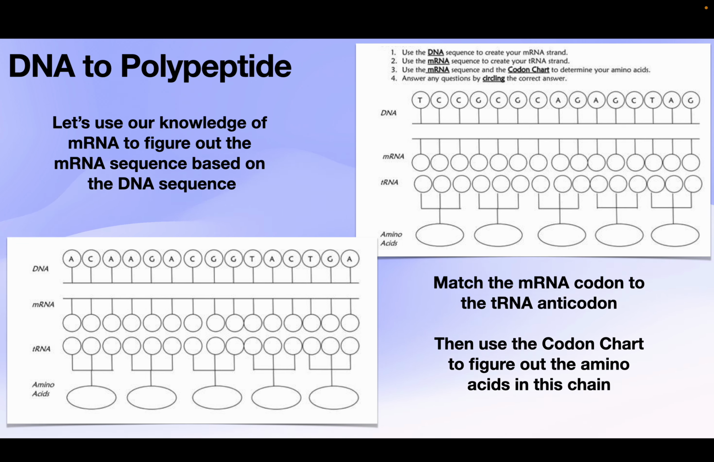So let's practice some more. You're going to take the sheet you've been given, and you're going to take the DNA here. I've given you just the template strand, and you're going to first figure out what the messenger RNA is using complementary base pairing. Once you have that and you have all the codons, you're going to figure out what the anticodons are, and then using your codon chart, you're going to figure out what the amino acids are.